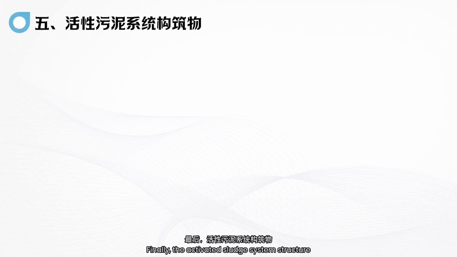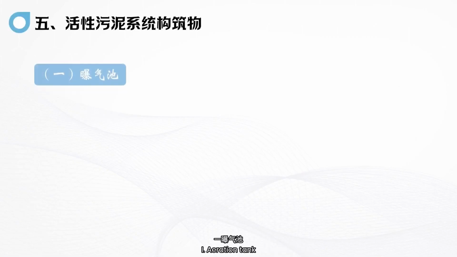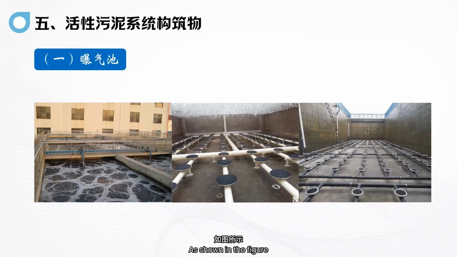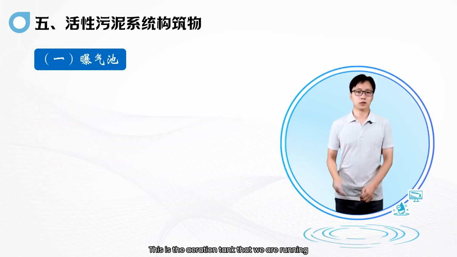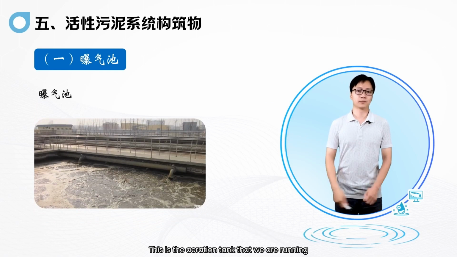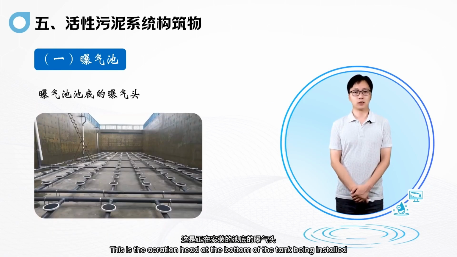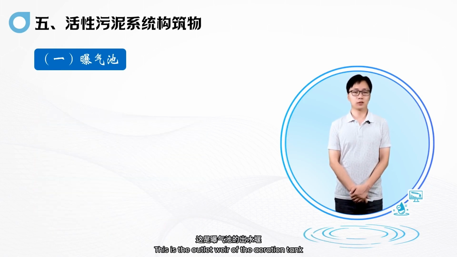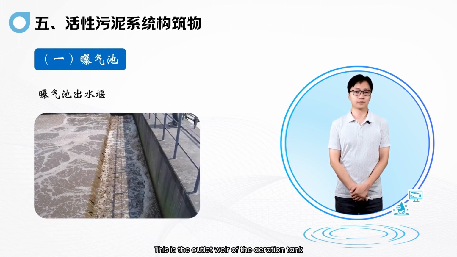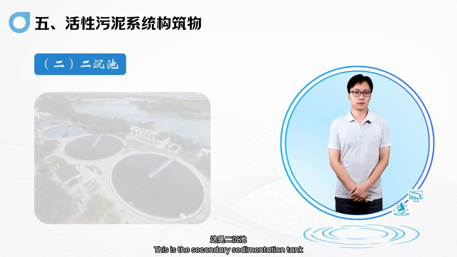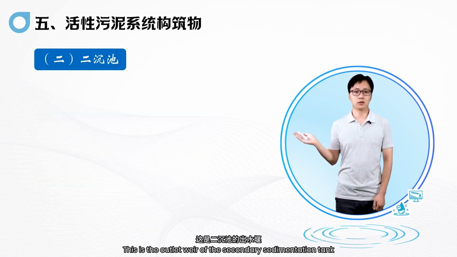Finally, the activated sludge system structure: the aeration tank. As shown in the figure, these are 3 aeration tanks. Figure 1 shows an aeration tank in operation. Figure 2 shows the aeration head of the aeration tank. Figure 3 shows an aeration tank being installed. This is the aeration tank that we are running. This is the aeration head at the bottom of the tank being installed. This is the outlet weir of the aeration tank. This is the secondary sedimentation tank. This is the outlet weir of the secondary sedimentation tank.